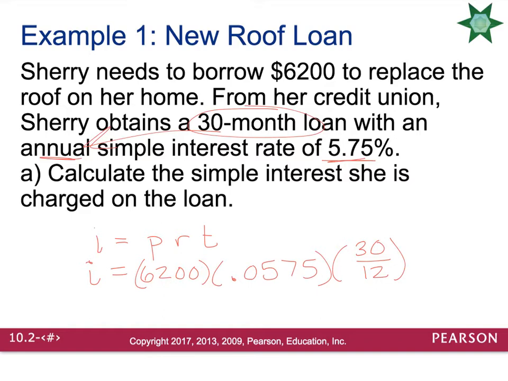If you take 30 and divide it by 12, that'll give you basically that she's going to have the loan for 2.5 years. Then once you have it set up like that, you can just multiply straight across: 6,200 times 0.0575 times 2.5. She is going to end up paying $891.25 in just interest.